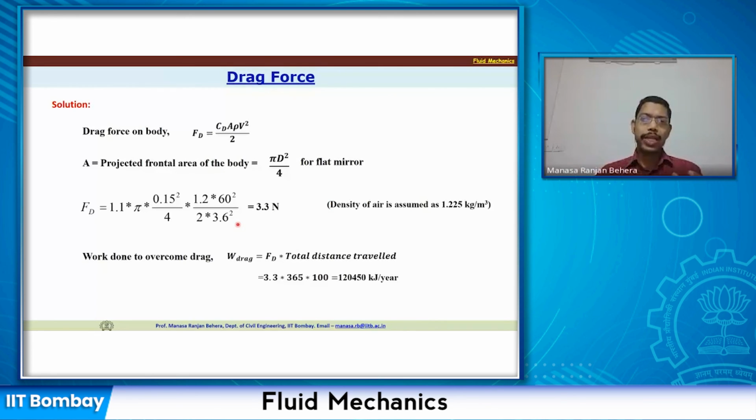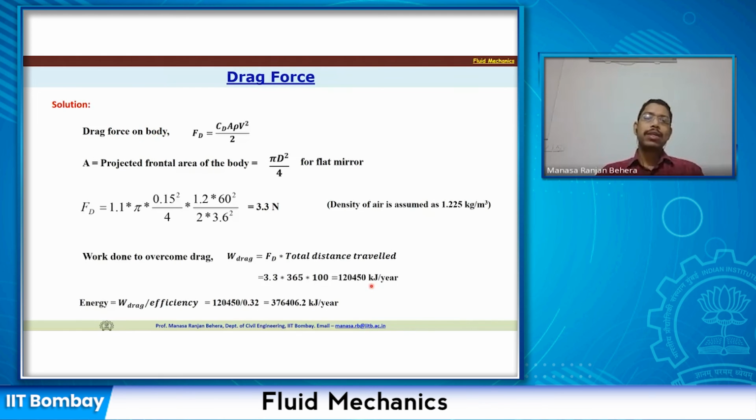So if we calculate that, we take the drag force here, and for the year it is 365, and we multiply by 100, this is 100 kilometers, so we should be multiplying with another 10 to the power 3, and that will become kilojoules here. So you will have this value, which is 120,450 kilojoules per year. This is the work done, or energy.